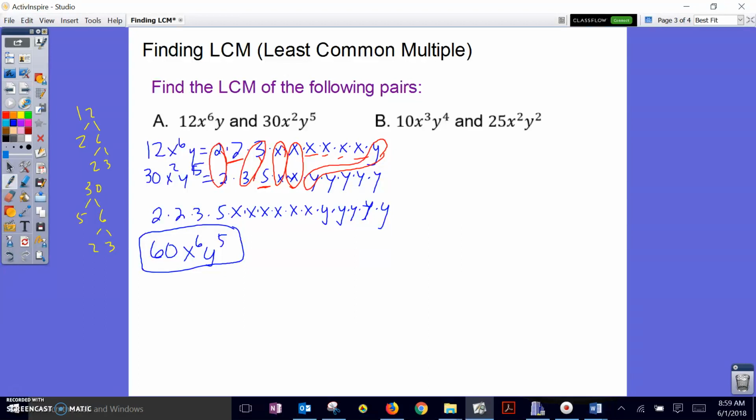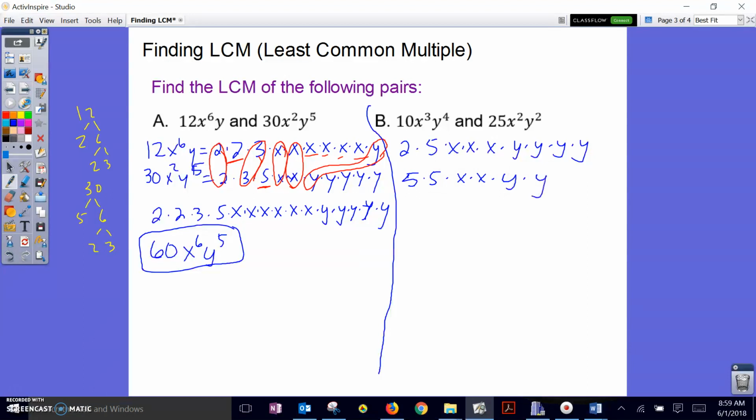Have you picked up on it yet, what you're going to do with the powers of your variables? Stop and think and see if you have come up with it yet. If not, we'll give it one more shot here. We've got 10 x to the 3rd, y to the 4th, which is going to be 2 times 5 times x times x times x times y times y times y times y. We've got 25x to the 2nd, y to the 2nd, which is going to be 5 times 5 times x times x times y times y.